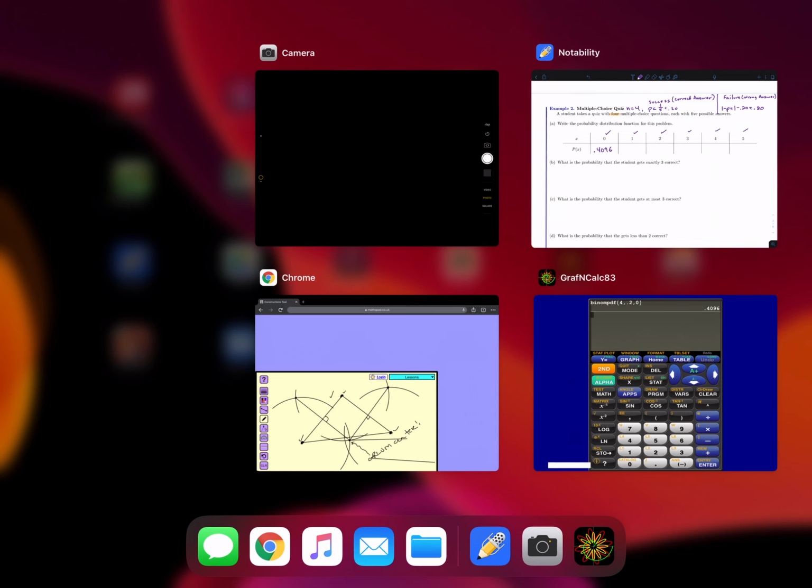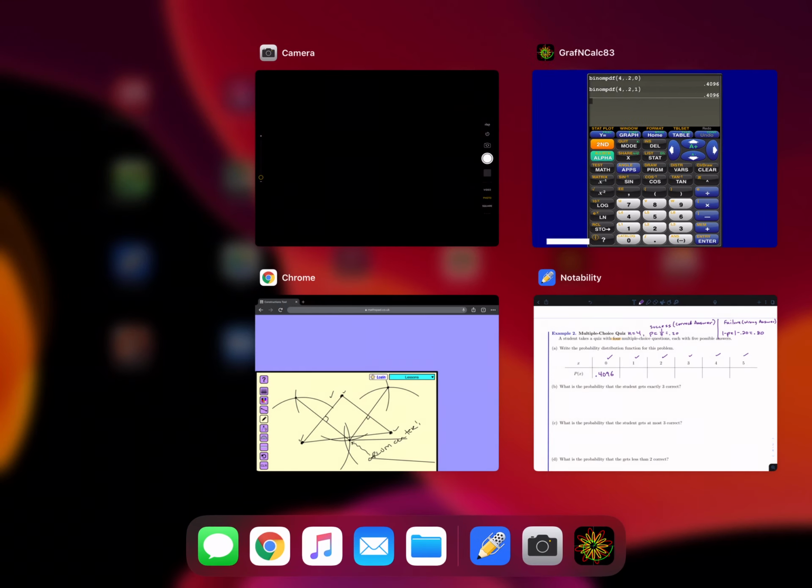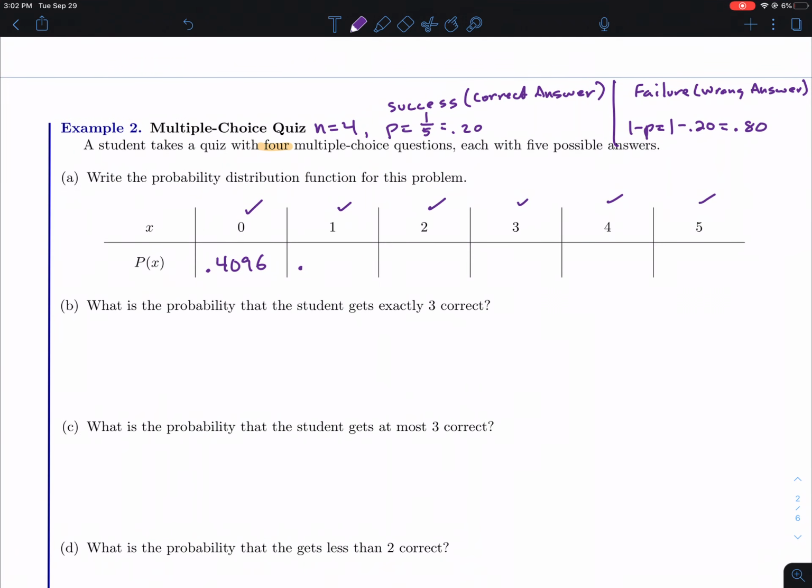So let me go back here and now do the same thing. I'm going to cheat a little bit. If you're using binomial over and over again, especially like I'm doing, if I just hit second enter, it'll allow me to pull the same command up again. And this way I can just go in and change the 0 to a 1 and then hit enter. And so again, it's a 0.4096 chance of getting just one question correct.